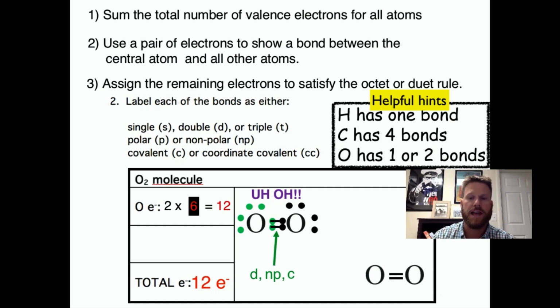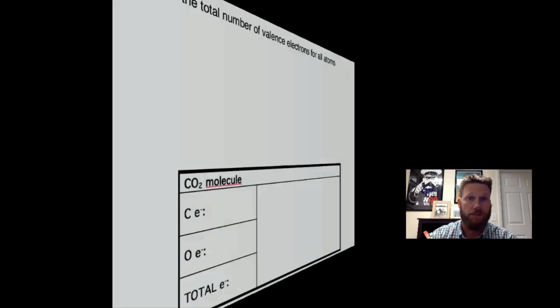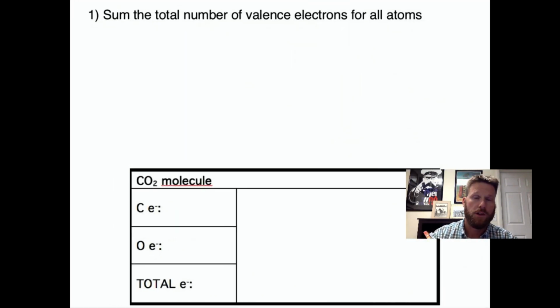If we just drew this as a simple structure, ignoring the extra electrons, it would look like just two oxygens double bonded together. Your turn to try the next one. It's also going to have a double bond, or maybe two, or maybe a triple bond. All right, you try to figure it out. CO2. Pause the video, try it out. When you think you got it, press play.